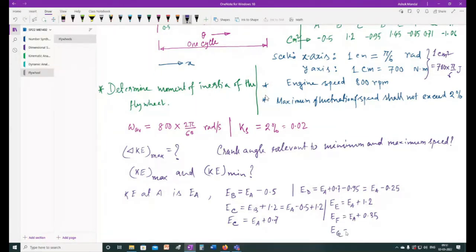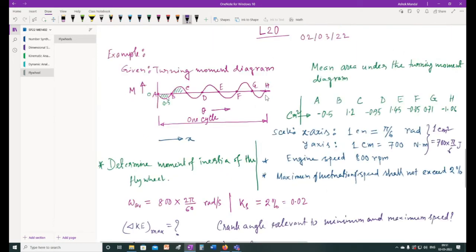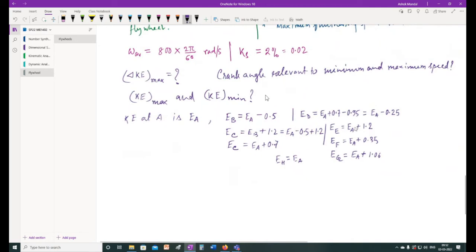EF now at G. What is this value? EA minus 0.7, 1.06. So what is EH? Equal to EA, right? That's why this is a cycle. It starts from here, and whatever energy is here when the cycle completes, the same energy is there. So now we have the energy levels at A, B, C, D, all the points.